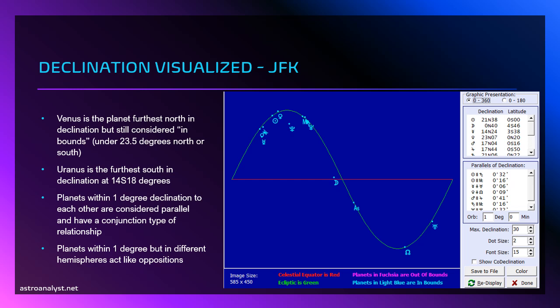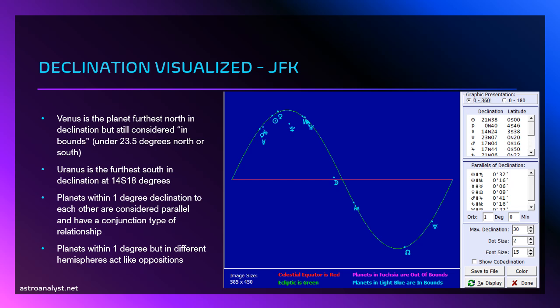But if we want to look here, Venus is at the highest point of declination from the celestial equator. And you can see here on the right, it says Venus is at 23 north 07.